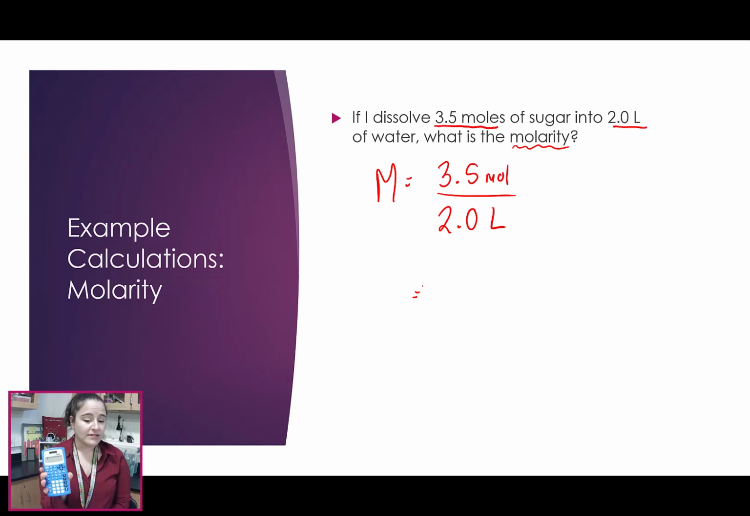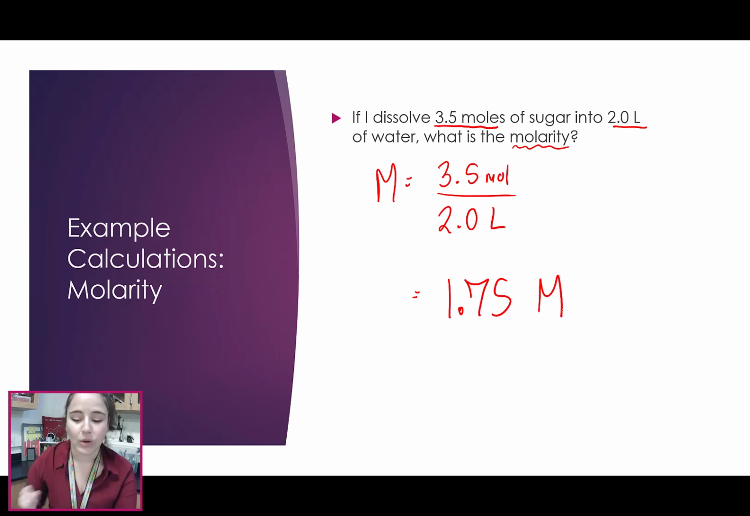Okay? So we just plug it into our calculator, 3.5 moles divided by 2.0 liters, and we get that it is a 1.75 molar solution. Which you can write as capital M, but it's also totally fine to just write it as moles per liter. Okay, cool. Let's look at a slightly harder one.